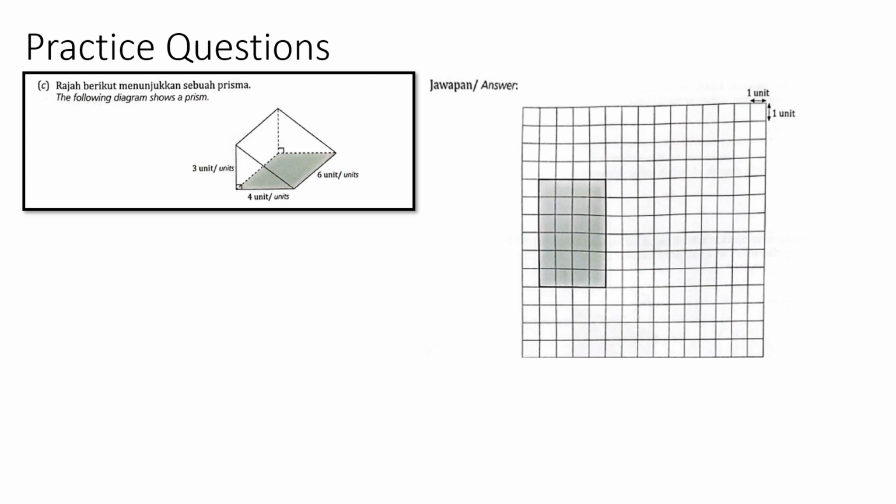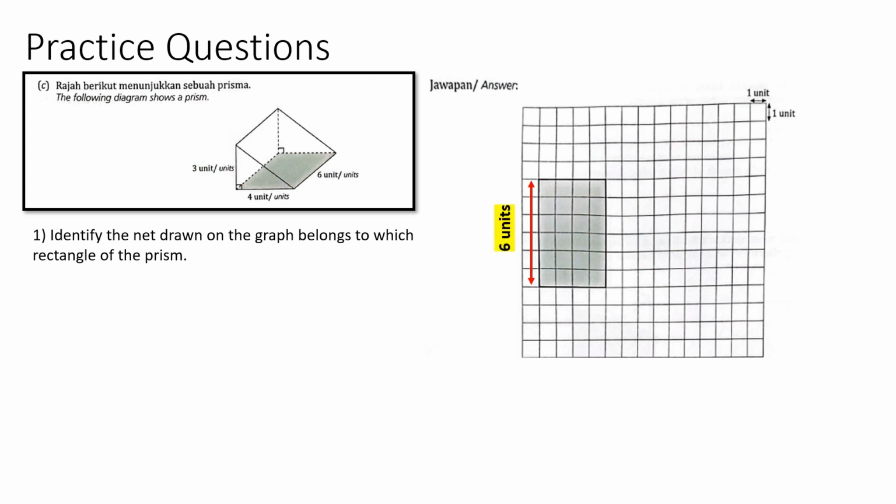So before you try to solve this, over here in the graph, they already give a rectangle. So you need to identify which rectangle in the graph actually belongs to the diagram. So try to calculate the number of units for the rectangle that I've already drawn in the graph. Okay, you will get 6 units and then on your horizontal line it will be 4 units. So this one actually belongs to the bottom rectangle of the triangular prism. So the first one will be over here.